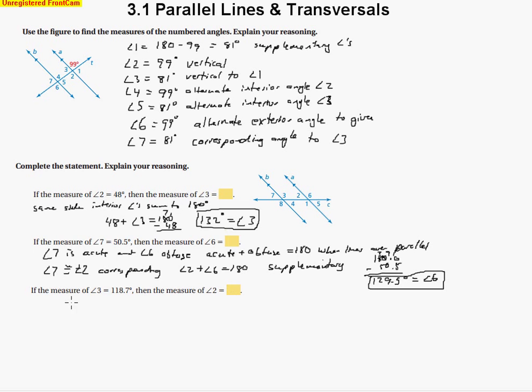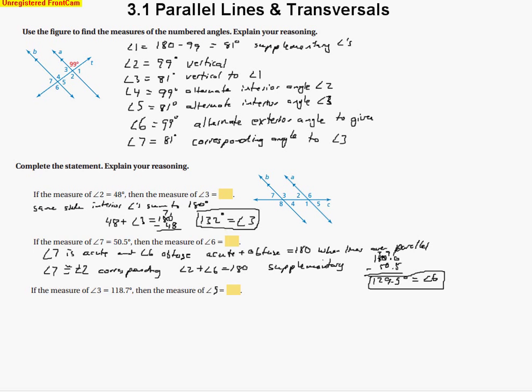So let's take a look at the next one. It says measure of angle 3. Measure of angle 3 is 118.7 degrees. What's the measure of angle 2? Angle 2, oh, well, this is the same as the last problem. So let's change that. Let's make this a little bit different here. Let's change this so we have something else there. Let's try a measure of angle, oh, how about 5? Let's change it up a little bit.